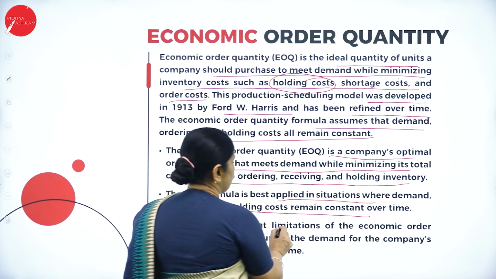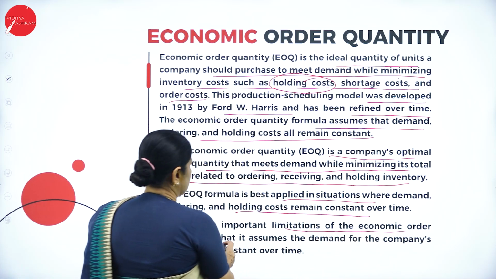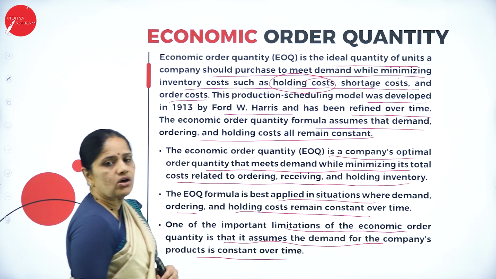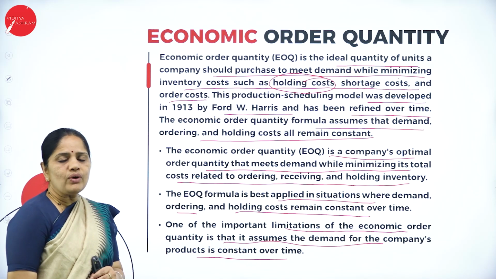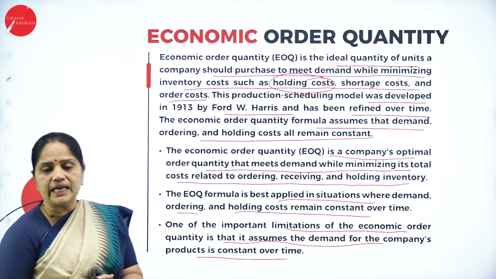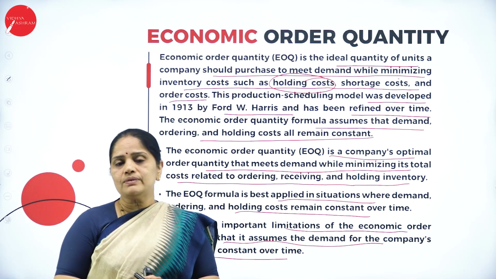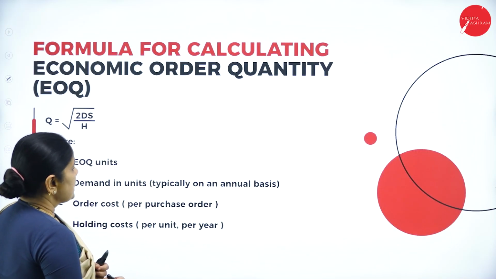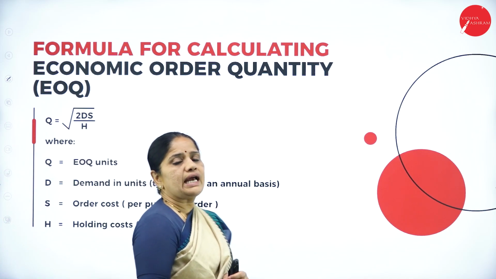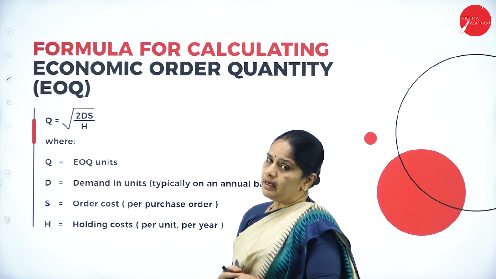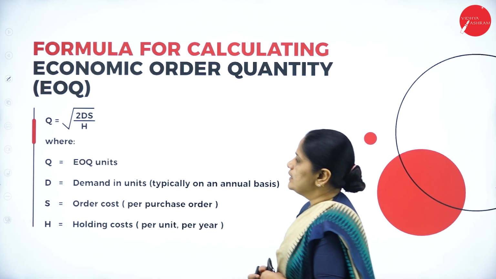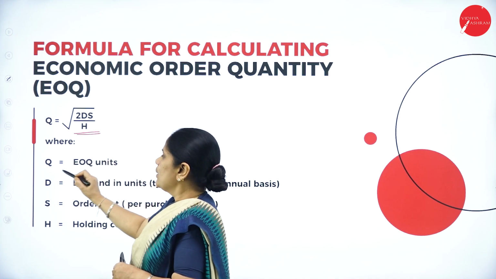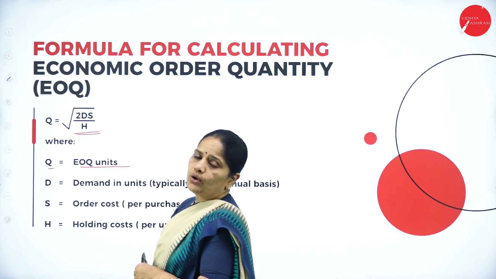One of the most important limitations of the EOQ is that it assumes that the demand for the company's product is constant over time. So, one of the biggest assumptions of the EOQ model is that the company's demand will be constant. Then, next, let us see the formula for calculating the EOQ, that is the economic order quantity. So, the EOQ equals the root of 2DS divided by H, where Q equals the EOQ units.